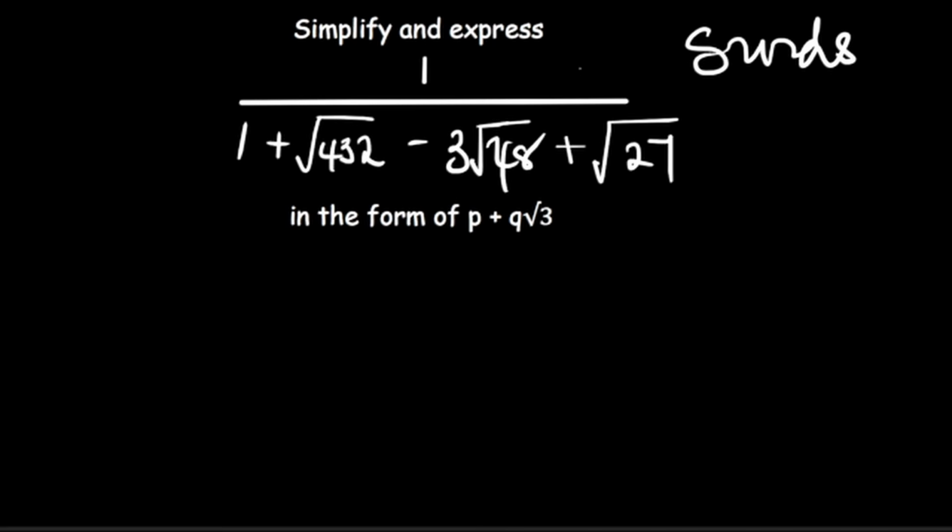The question reads: simplify and express 1 over 1 plus root 432 minus 3 root 48 plus root 27 in the form of p plus q root 3. So this form simply means that we are going to simplify this surd to its lowest terms, right? So it has to be in its lowest terms, and let's see how far we can go with this.